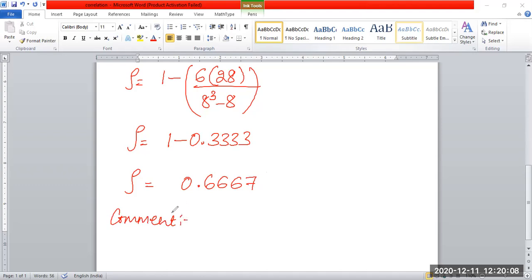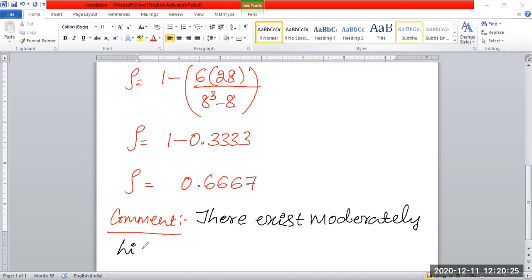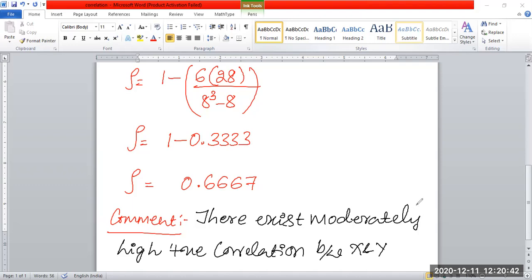So what is the comment here? Comment on this one. There exists moderately high positive correlation between X and Y. Okay, so this is the second problem. Okay, thank you.